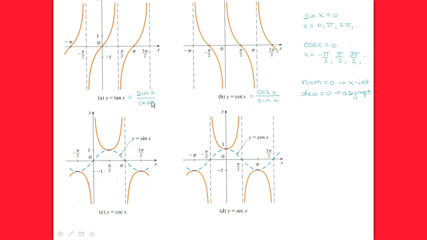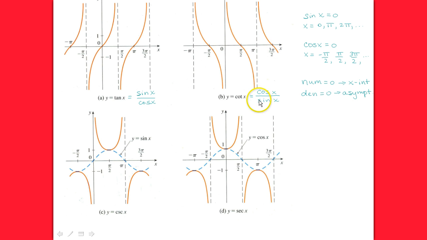The cool thing is I get to use that same work that I've already done to help me with my cotangent, secant, and cosecant as well, because if I come over here and I look at cotangent, anywhere cosine equals 0 is where I'm going to have x-intercepts. So that's at all the multiples of pi over 2. So sure enough, at all the multiples of pi over 2 are my x-intercepts.